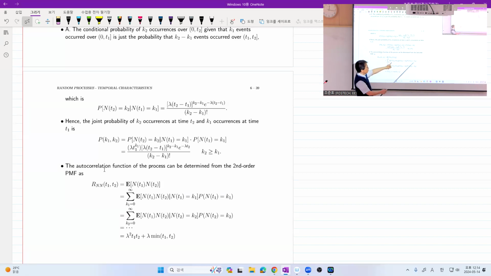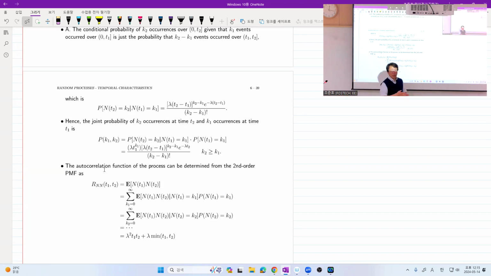And by conditioning on the smaller value K1, you have independence between this one and the difference. But there is no difference here, so what you do is subtract N(T1) and add N(T1) here. So you have some procedure, and then eventually the autocorrelation function is not a function of the time difference. So what can you say? It's not wide-sense stationary. Of course, its mean is not constant, it is lambda t.